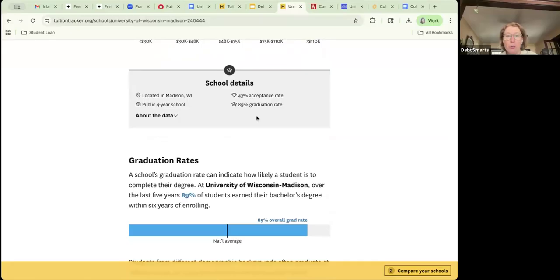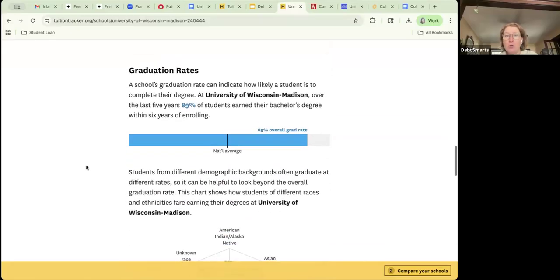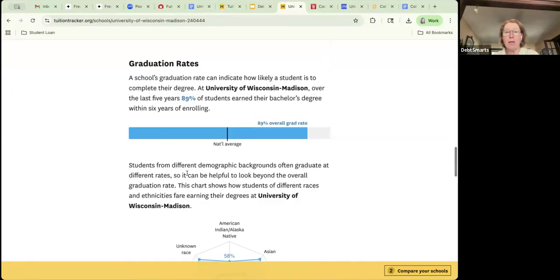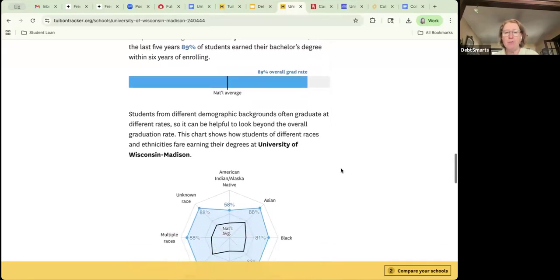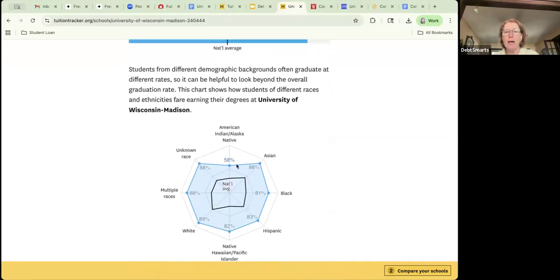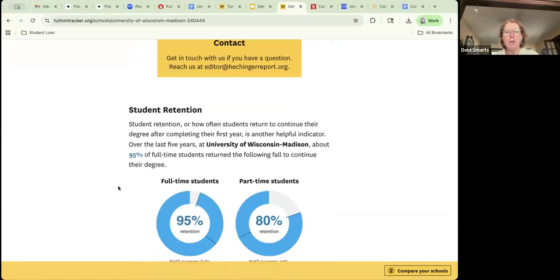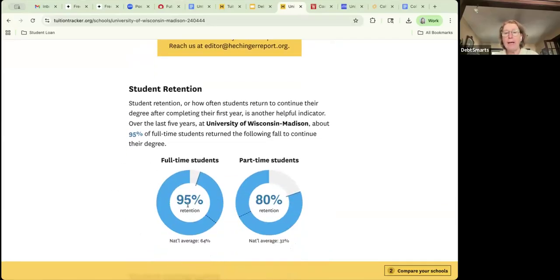It tells you graduation rates. So again, a graduation rate is a really important thing to pay attention to because you want that degree to get that income benefit from all those years of schooling. So University of Wisconsin is much higher than the national average. 89% really is among the top of colleges in America. You can see how those students do based on their identified demographic background. You can see retention, again, excellent retention.